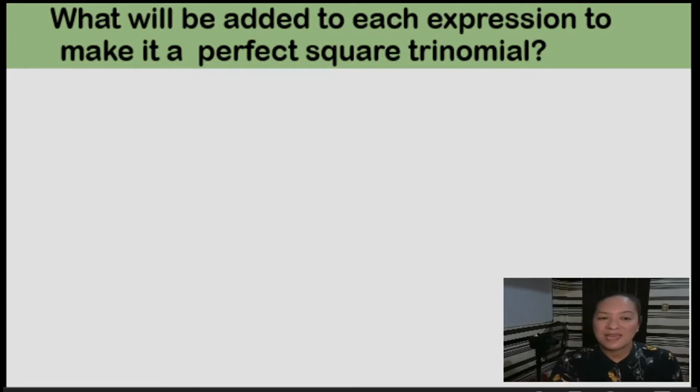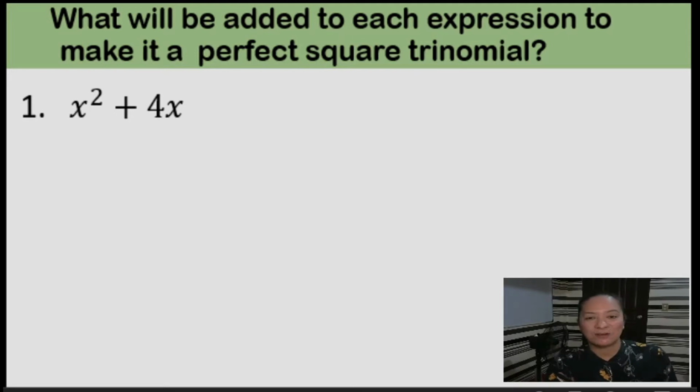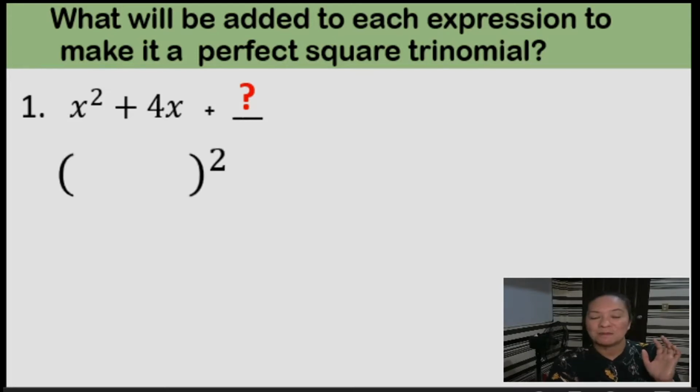So, what will be added to each expression to make it a perfect square trinomial? Let's have example number 1. We have x squared plus 4x. Ano kaya yung i-add natin dito para ito ay maging perfect square trinomial, no? Perfect square trinomial, na kung saan yan ang factors, no? So, what if we add here 4? Okay? Ma'am, ang tanong, bakit 4 yung in-add natin? Okay, paano nakuha yung 4?